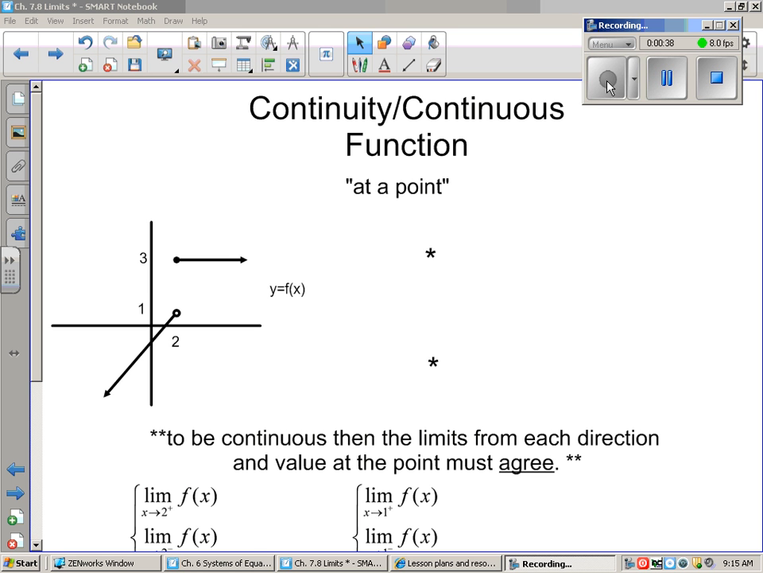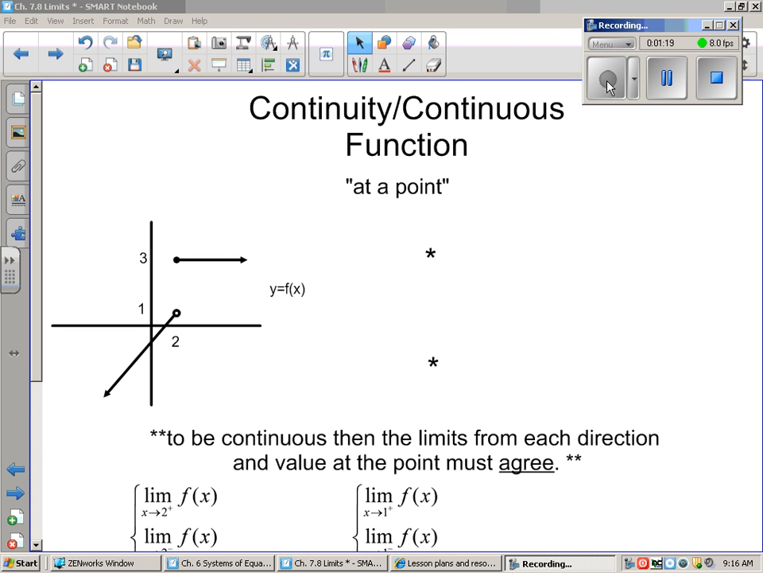And so you'll notice that the title of this lesson today is about continuity, or continuous function at a point. When we're looking at this, we are looking at specific points or specific domains, examining in that particular area, is it continuous? Now, to be continuous, the limits from each direction and the value at that point must agree. Let me say that again. To be continuous, the limits from each direction, positive, negative, right, left, and the value at that point must agree.